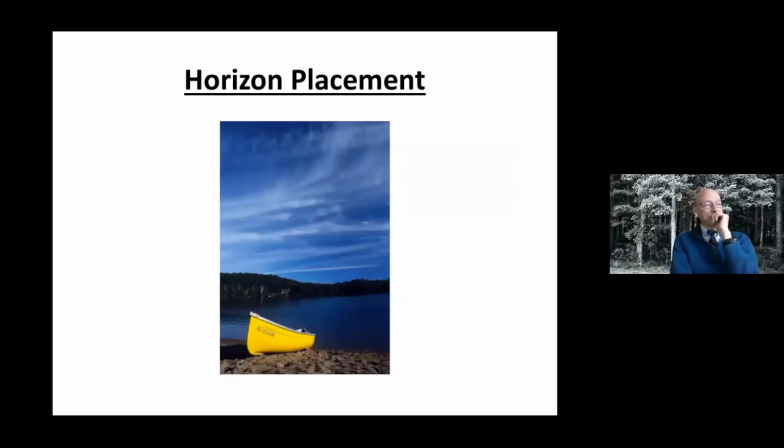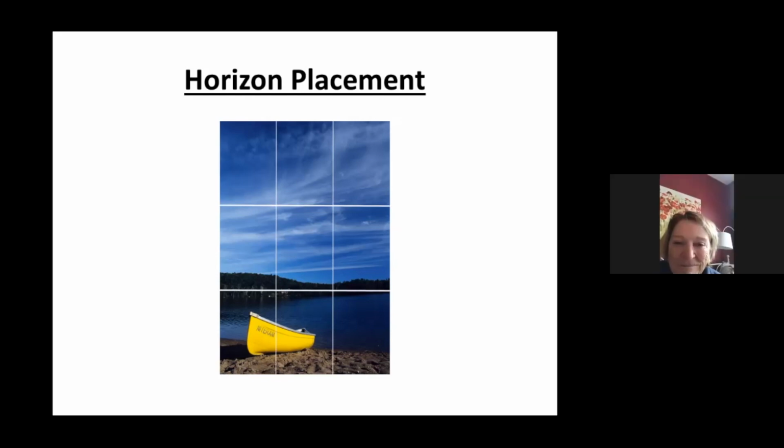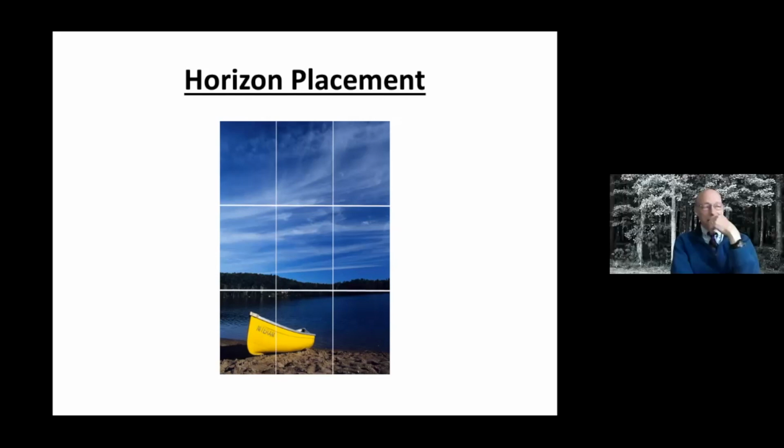This is a picture of a boat on a lake up in Canada. I could have photographed more of the beach, which would have moved the horizon up. But to me, there's nothing interesting in the sand right here. So I thought the sky was more interesting and counterbalanced the boat. That was my thinking. There's my horizon. It's not in the center because the sky has some interest to it.